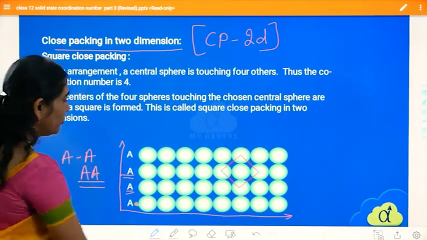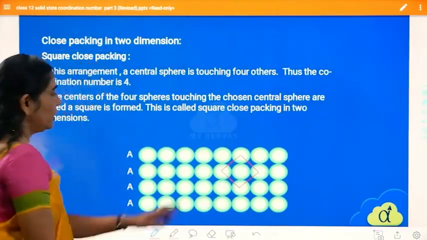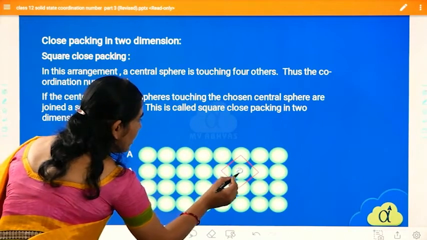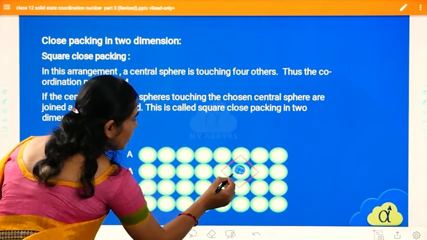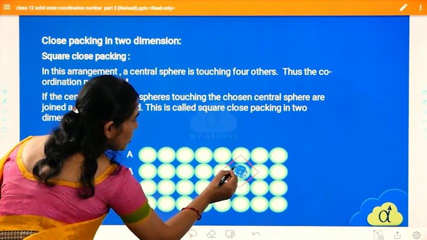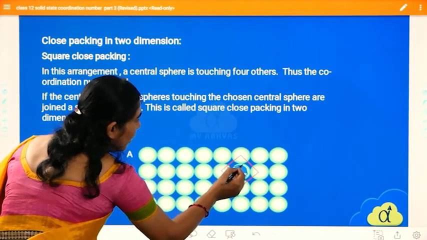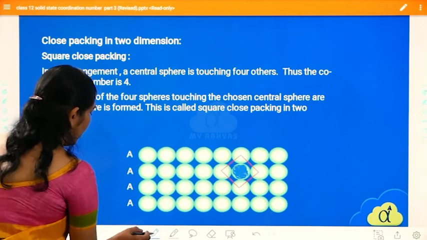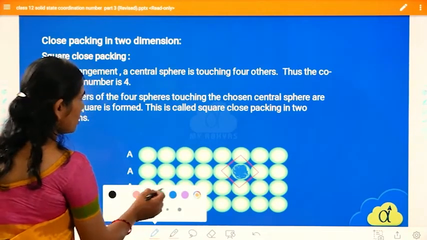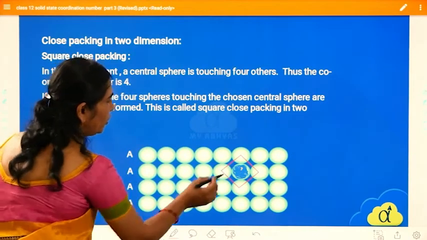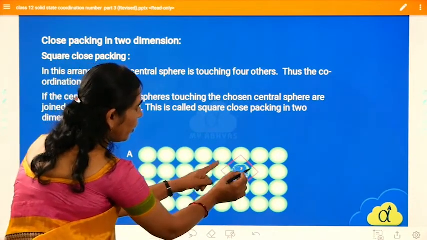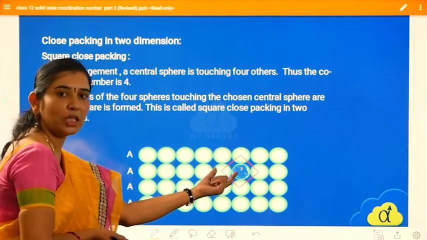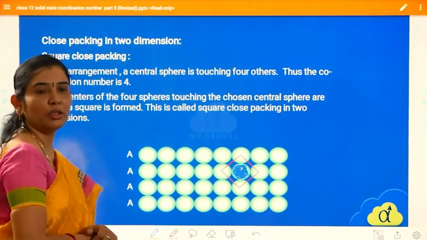I hope you are understanding, right? Now, please look at this. I am considering this as a central constituent particle. Please look at this diagram carefully. Around this central constituent particle, how many constituent particles are nearest to it? I mean, how many are touching this selected central constituent particle?